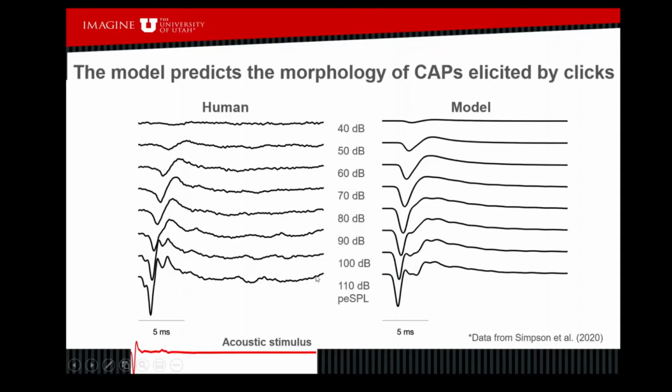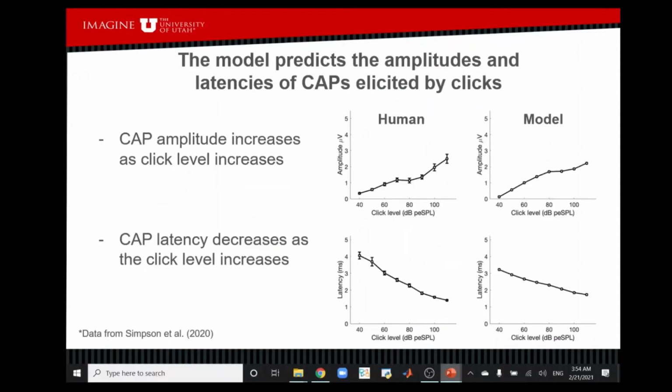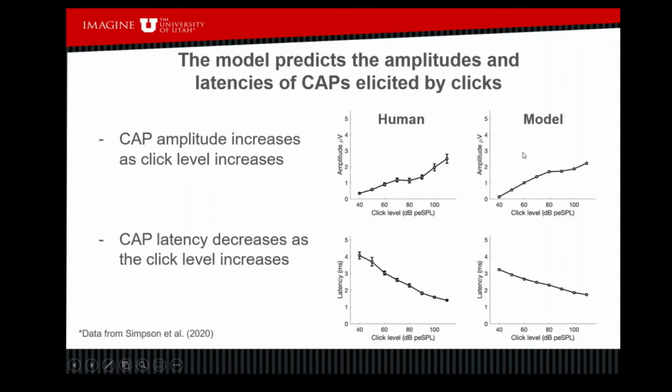Here we show a quantitative comparison between the human and the model predicted CAPs in terms of the amplitude and the latency. We see that the model captures the growth in the CAP amplitude, including regions with rapid growth at low and high click levels, as well as shallow growth at moderate click levels. Similarly, we see that the model predicts the decrease in latency as we increase the click levels.